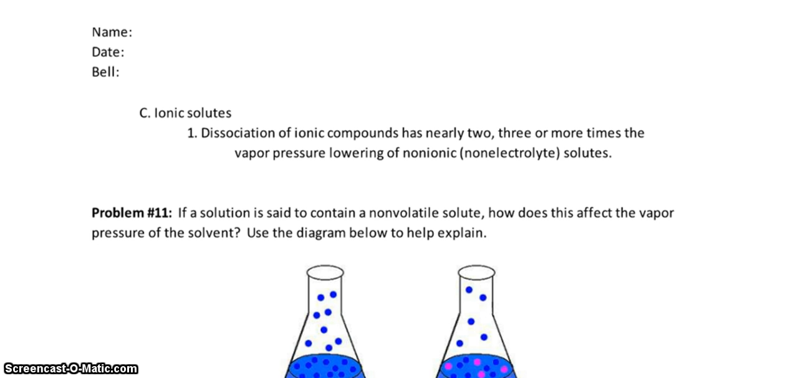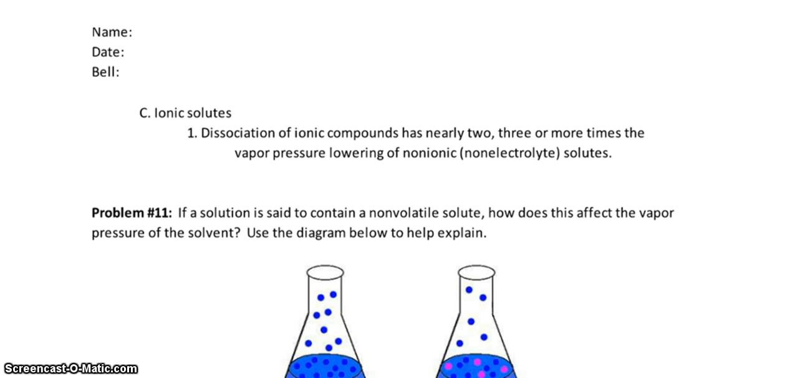So here we have part two, which is going to finish up section 11.4. So we are talking about ionic solutions, and we're talking about if the ionic compound has several different ions in there, it will affect the vapor pressure.